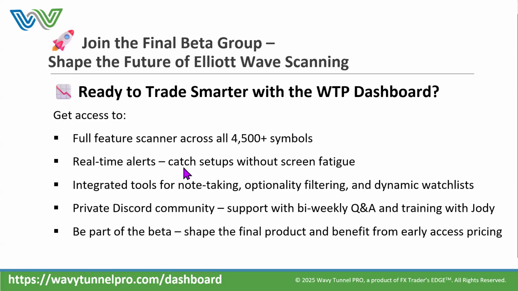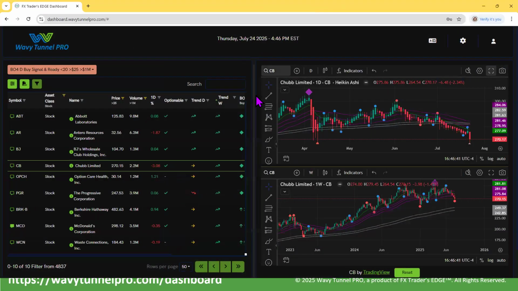So you can set alerts for all of these setups, like I told you, for the dynamic watch list. I didn't show you there are integrated tools also for note taking. You can take notes and you can set up your own watch list. So if you want to bring in 200 of the stocks that you follow, you can import them and you can run the Wavy Tunnel Pro scanner on all of those 200 stocks. So that's really valuable. And let me just show you the note-taking feature because I think that's very cool.